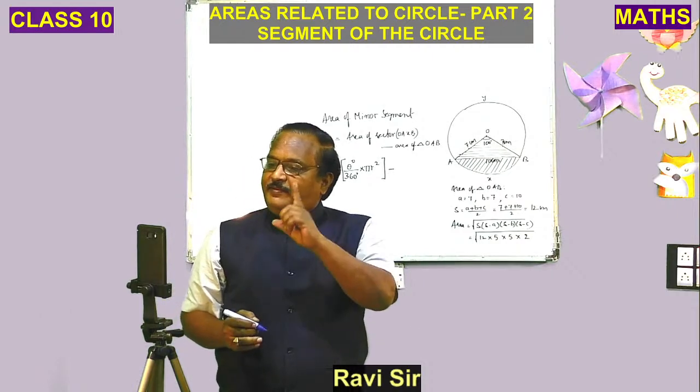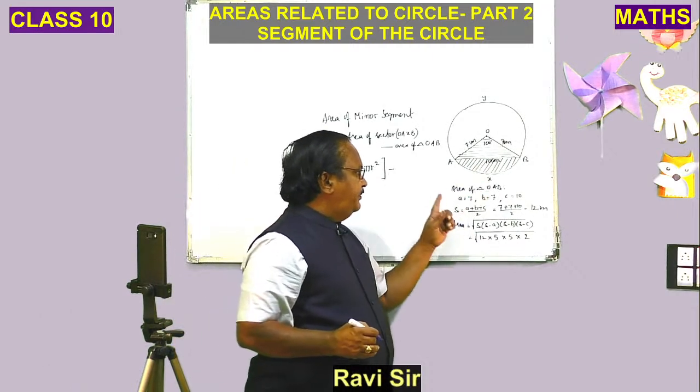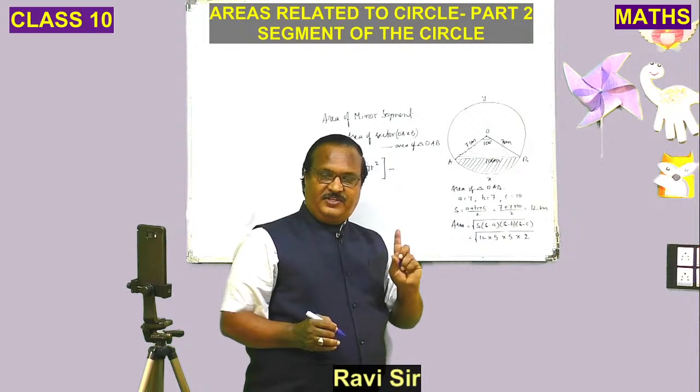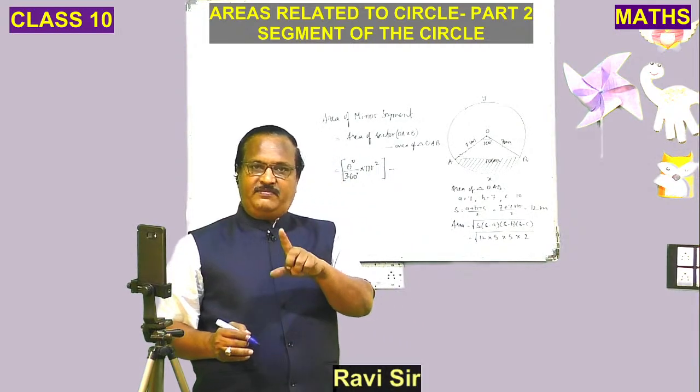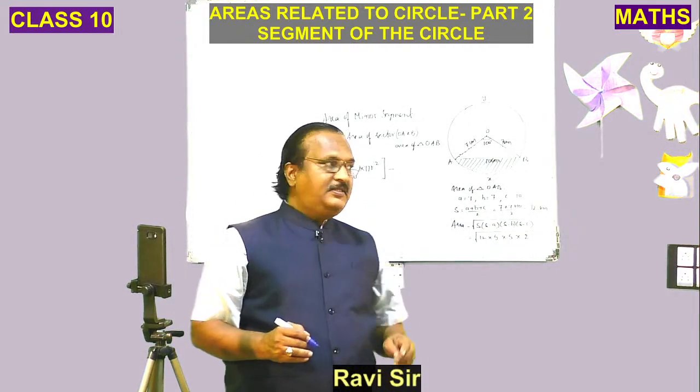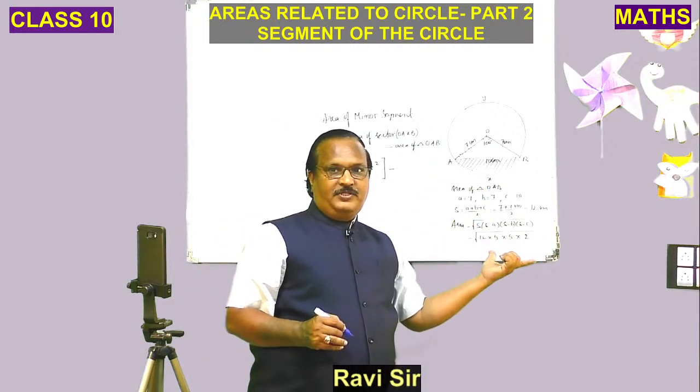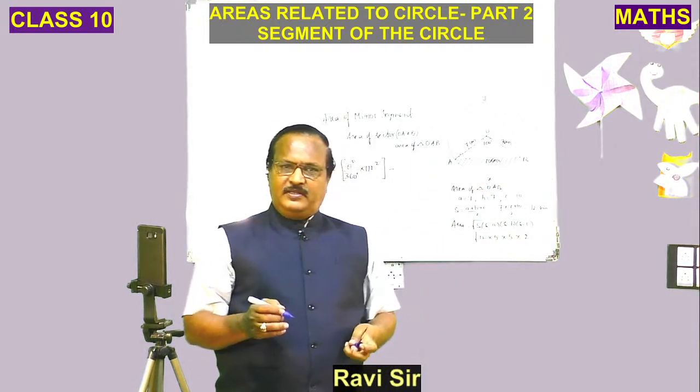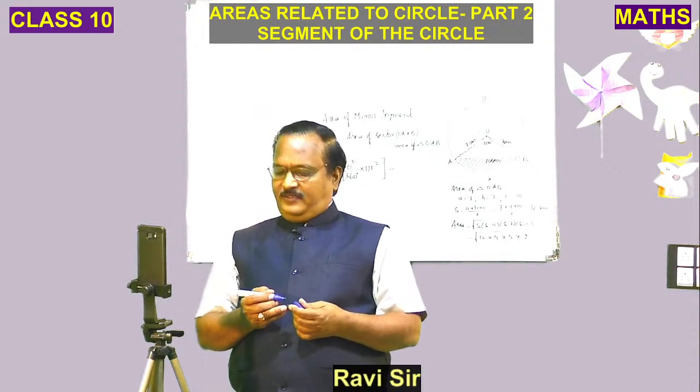Very important thing, everybody should be able to find out the area of the triangle. Two methods you have already learned. 10th class students have to learn one more thing, but it is very simple. 9th class can also easily find it out.